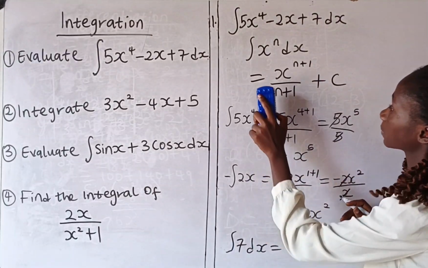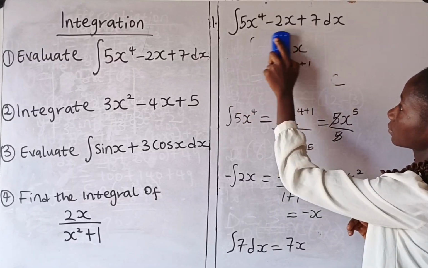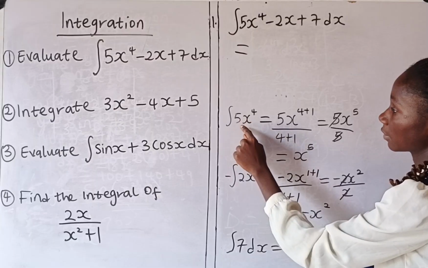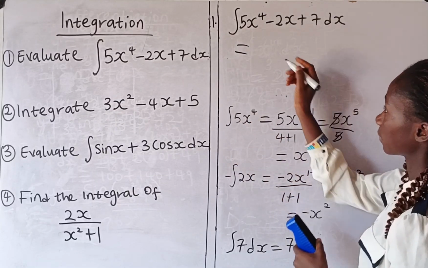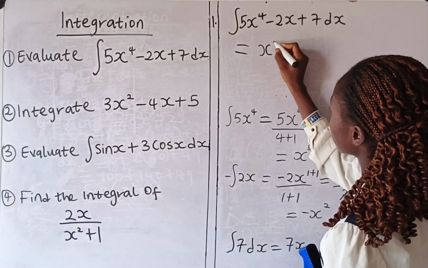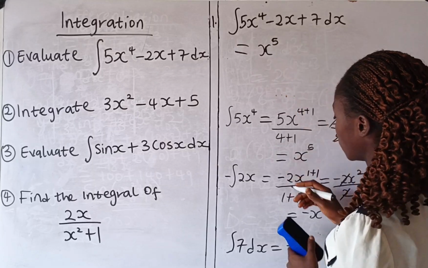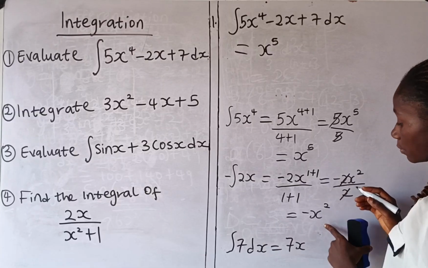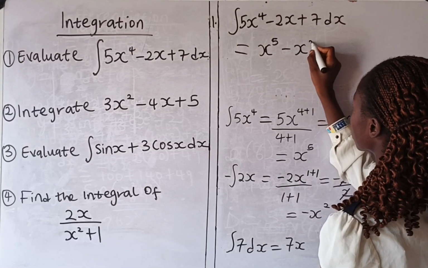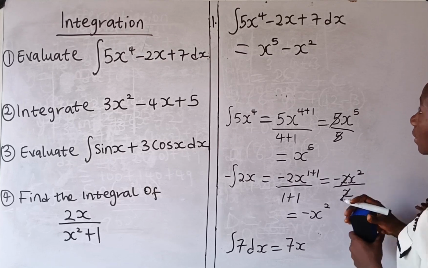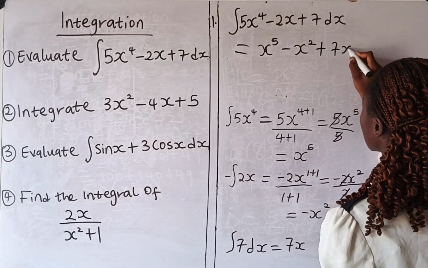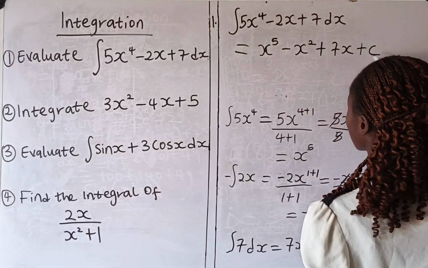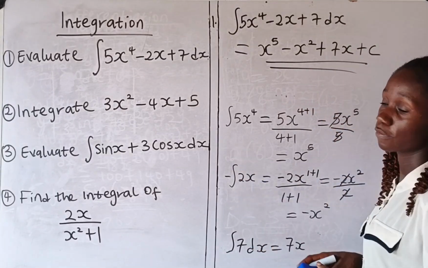Therefore, let's write it here. The integral of 5x raised to the power 4, we had x^5. So the integral of this is x raised to the power 5. Integral of minus 2x, we got as minus x raised to the power 2. And what do we have here? Plus 7x. Please don't forget to put your constant because it's very important when integrating. So this is our final answer for question 1.